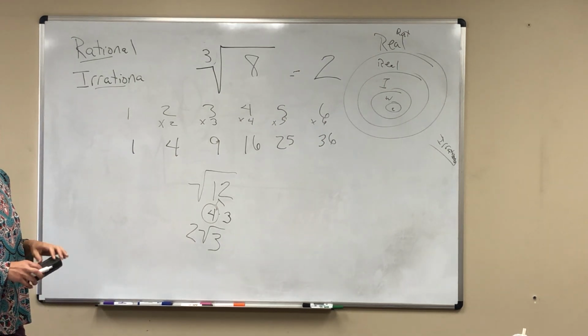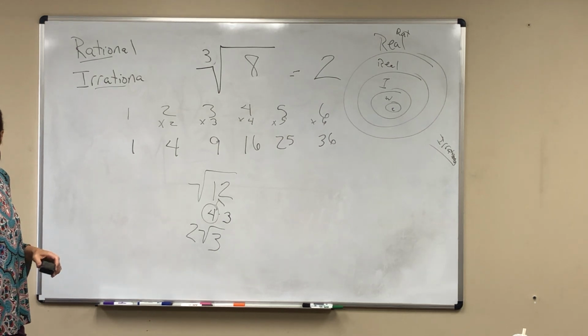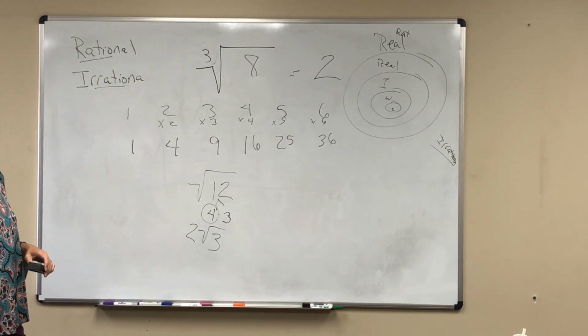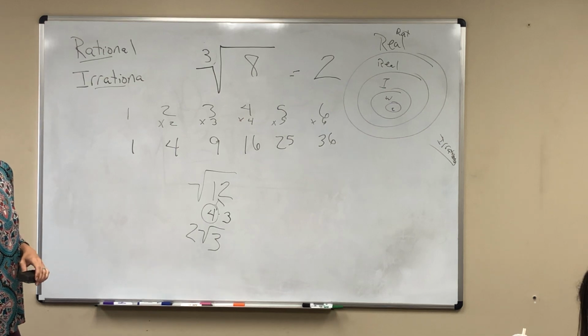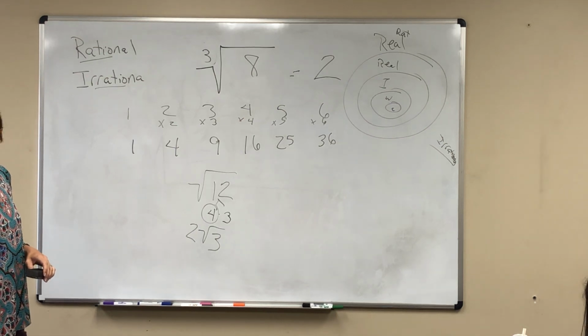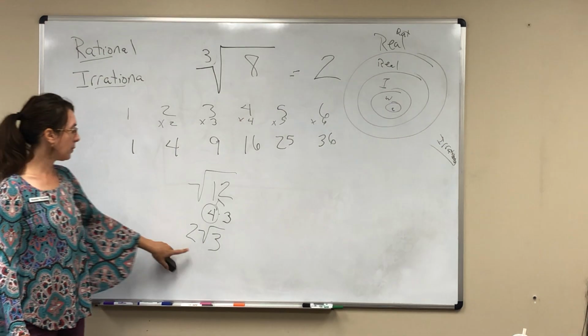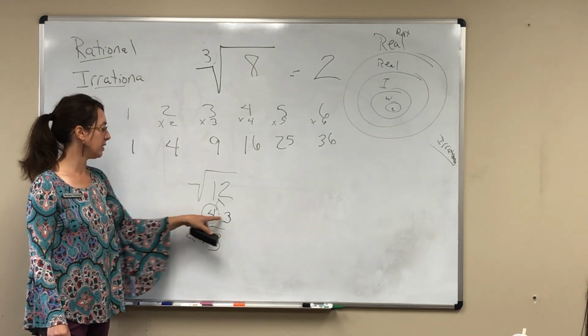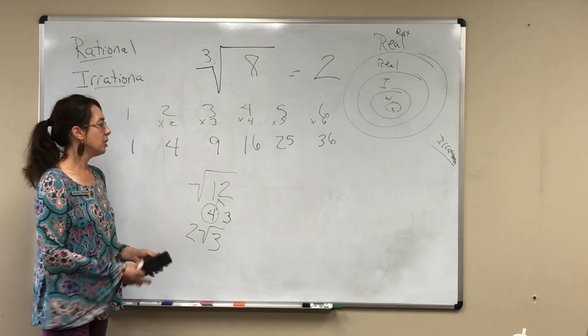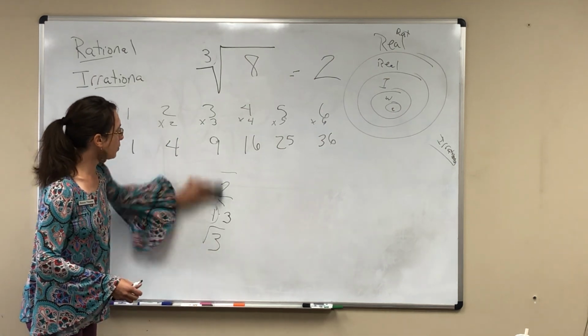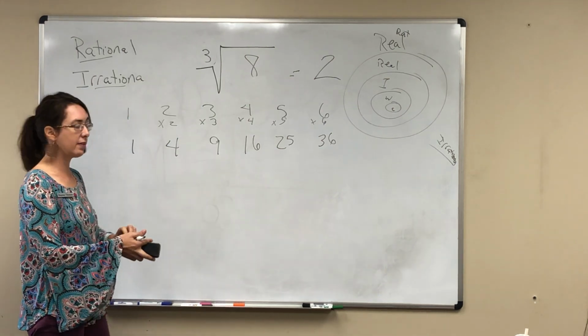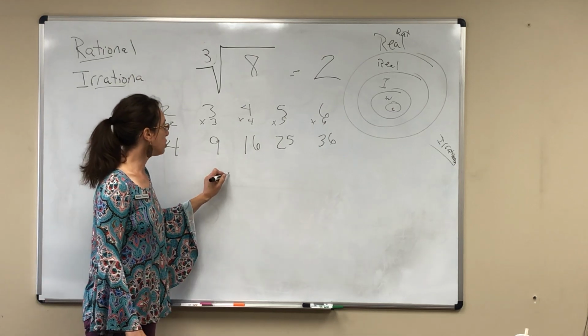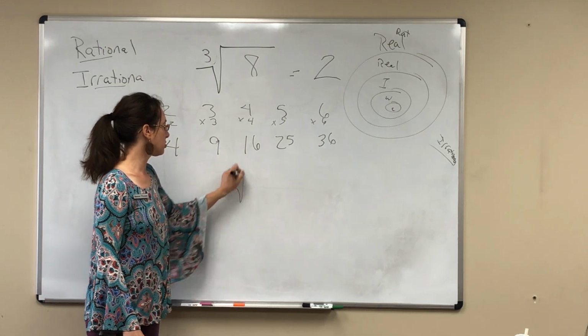Did you say the square root of 12 is irrational? Irrational. Okay. Because it's left. It has something left that we can't solve. So our square root of 3 and square root of 2 don't have exact answers.